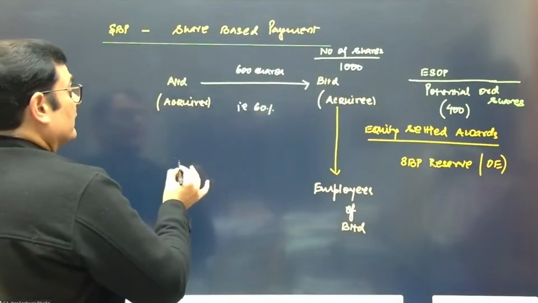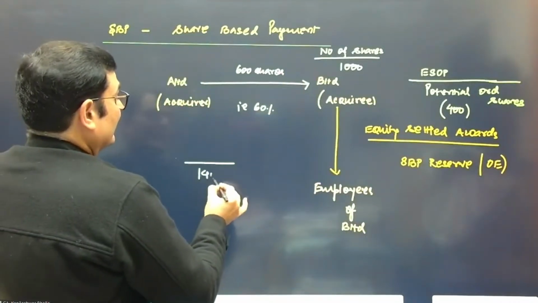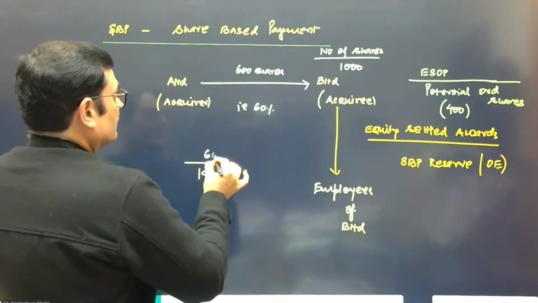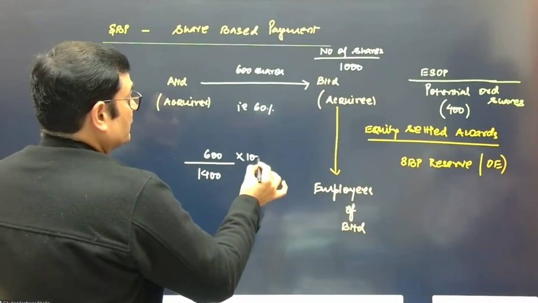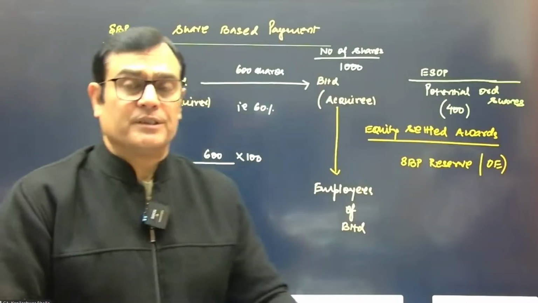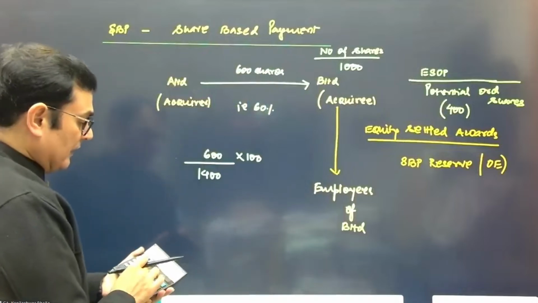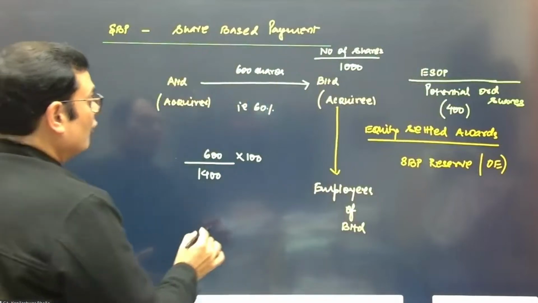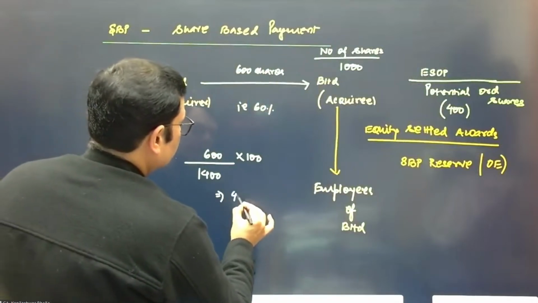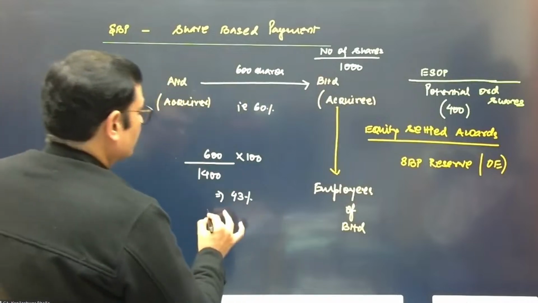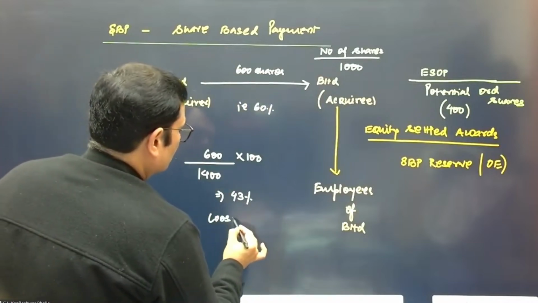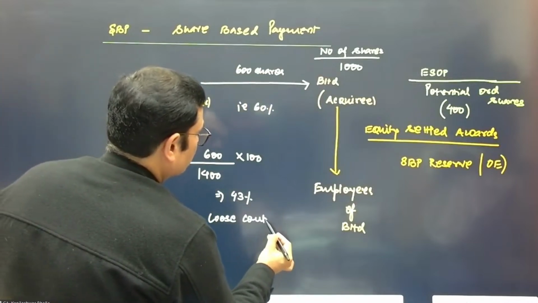So if his capital becomes 1400 and A has a total of 600 shares, at that stage, upon the allotment of shares, will his percentage dilute? Yes. He will be left with approximately 43% of the shares. That means he will lose control at that particular stage.